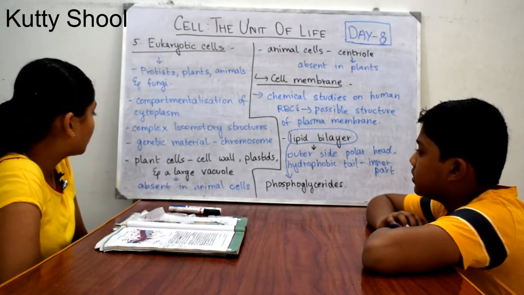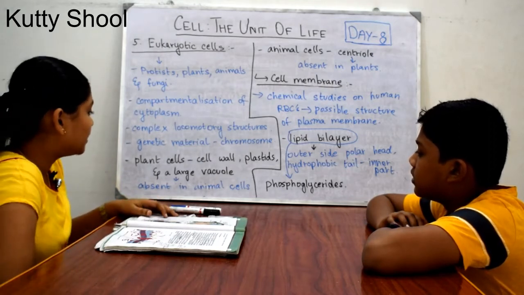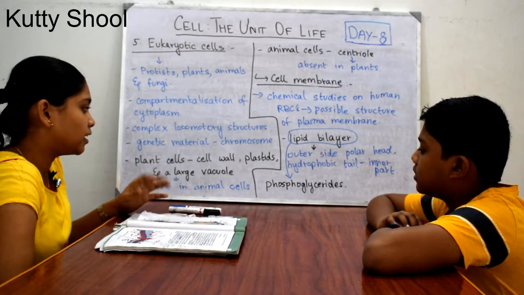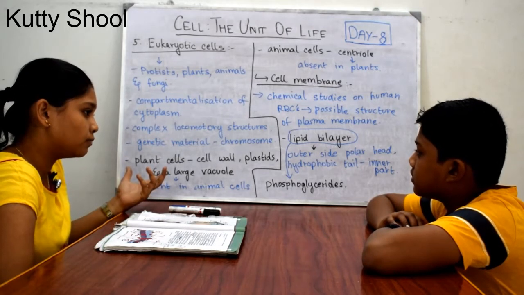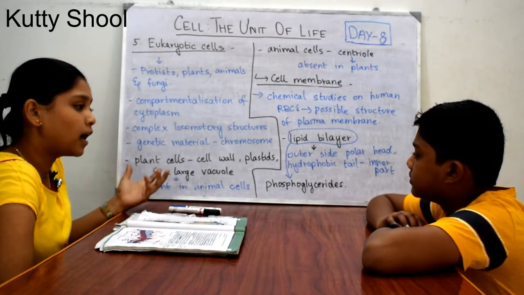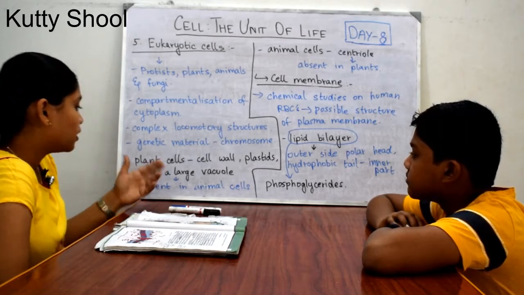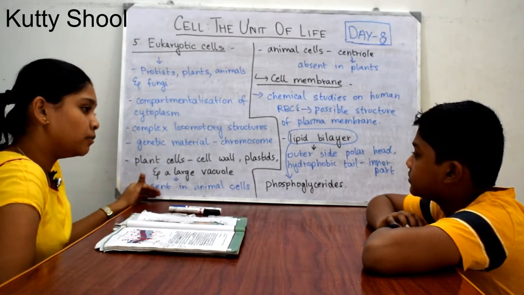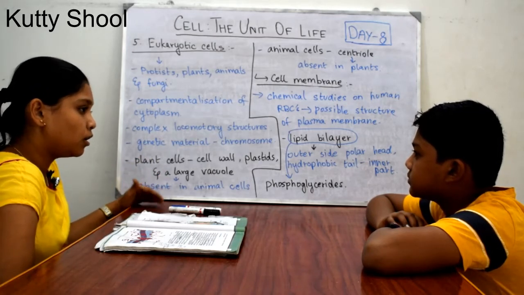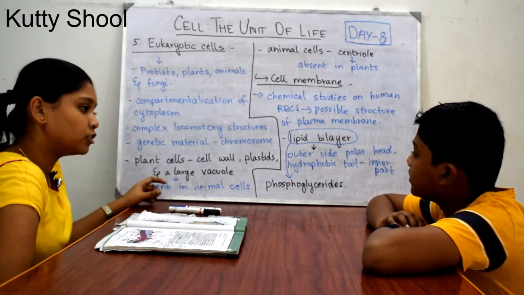Now, plant cells have a cell wall, plastids and a large vacuole. In plant cells there is a large vacuole present. These three are absent in animals. In animals there is no cell wall, no plastids, and they have a very, very small vacuole.